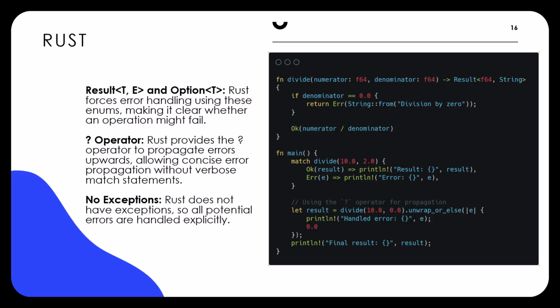Rust enforces error handling with Result and Option types, which makes handling potential errors unavoidable. It uses the question mark operator to propagate errors, providing a streamlined way to manage failures without too much boilerplate code. Importantly, Rust doesn't use exceptions, so errors are always explicit.